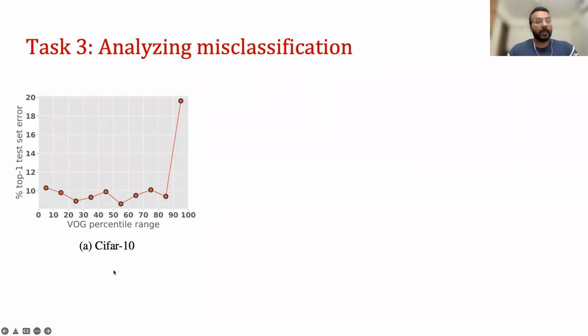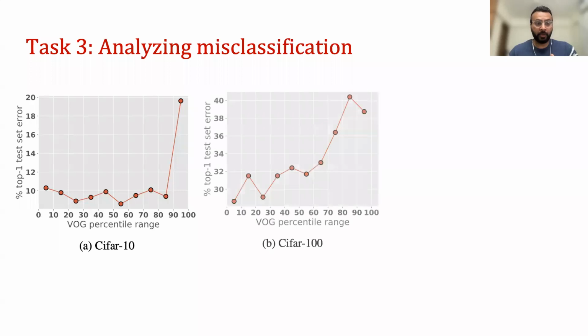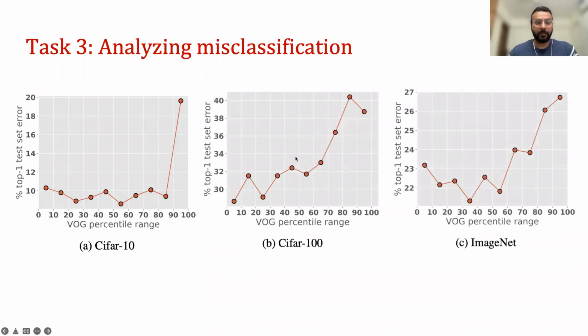What we observed for data sets like CIFAR-10 is that images having low VOG scores are usually misclassified with lower probability, but images having high VOG scores, which are basically hard examples, are more often misclassified. This trend is much smoother for complex data sets like CIFAR-100 and ImageNet, where we see a progression in the misclassification rate as you go from low VOG to high VOG.